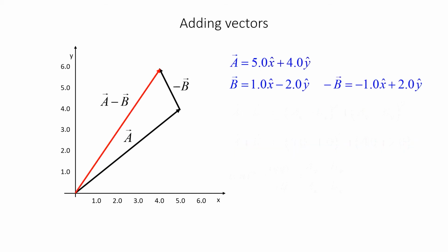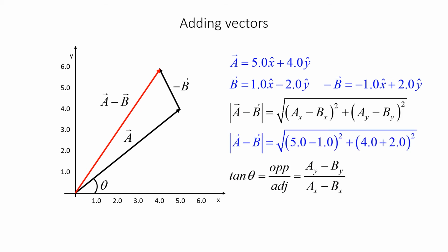If we want to subtract a vector, we're really just adding the negative of the vector, so we would multiply b vector by -1 over both of its components. We do the same thing. We can find the magnitude of a minus b by taking the square root of the sums of the squares of the components. And recognizing that tangent theta is opposite over adjacent, we can find the angle of the vector.